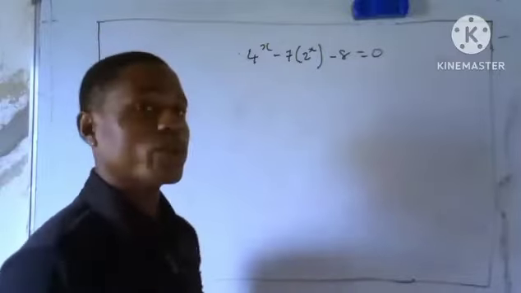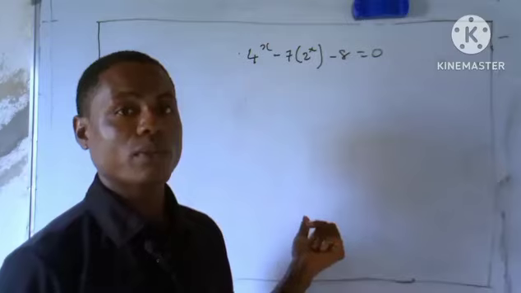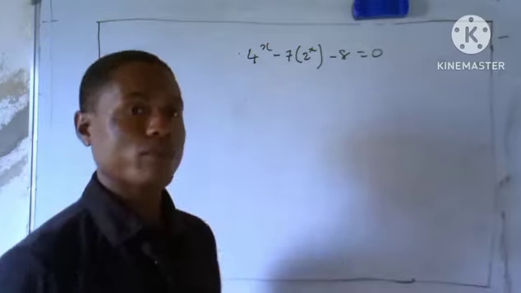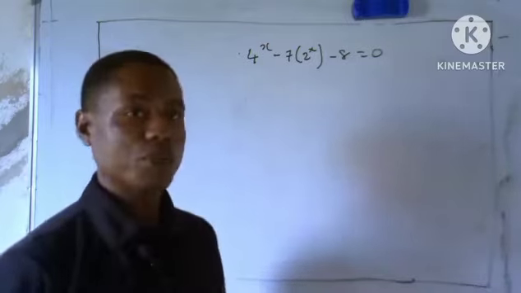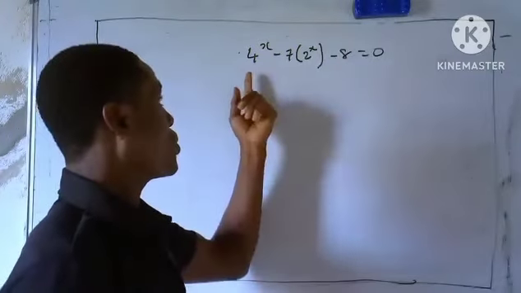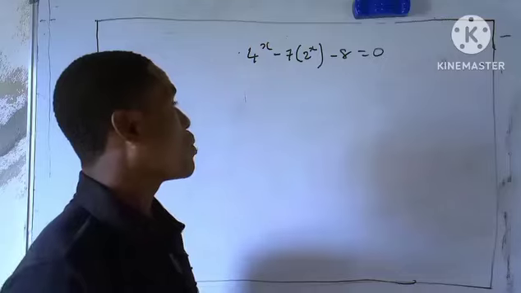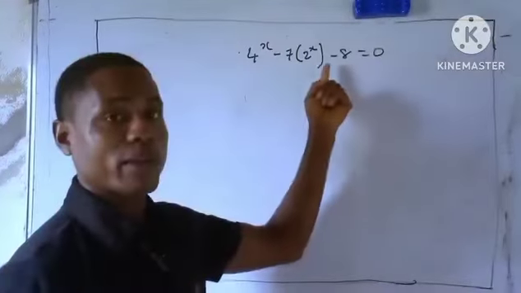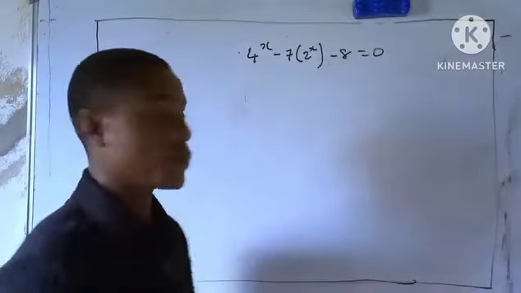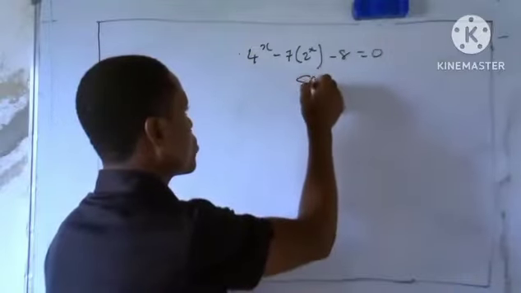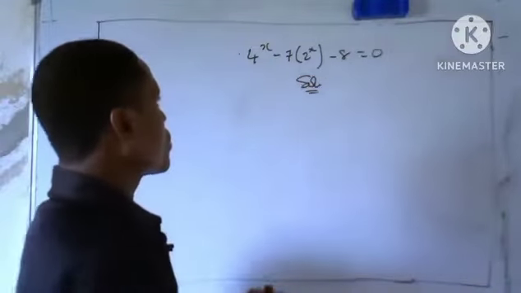So this is an exponential equation on the board and we are asked to find the value of x in this exponential equation. We are given 4 raised to power x minus 7 multiplied by 2 raised to power x minus 8 equal to 0. It's very simple. Okay, so solution.